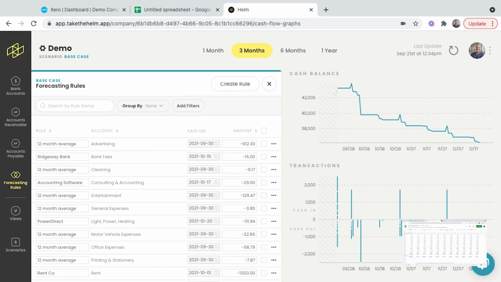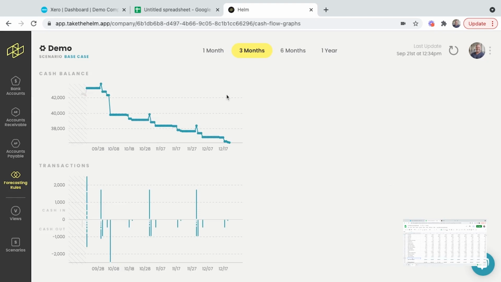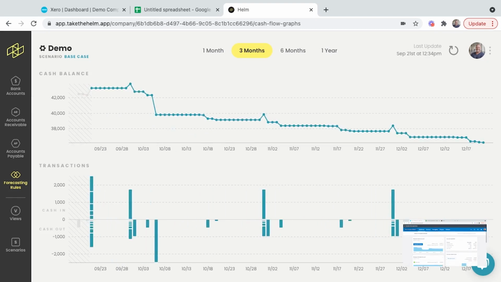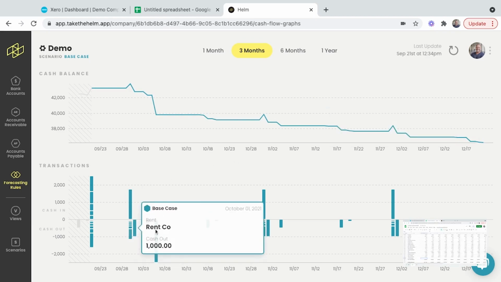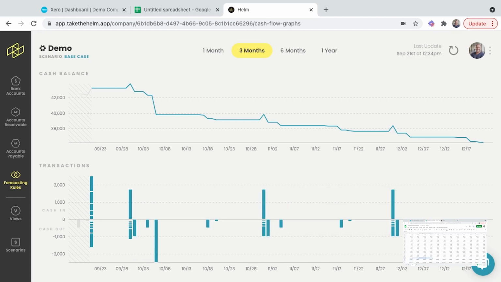It's also set up high-level budgets, forward-looking budgets for us. So here we've got advertising of $600, cleaning of $10, and so on and so forth. And so literally in a couple of minutes, we've actually gone through and set up a fairly accurate forecast for cash flow forecasting purposes. And you can again see here our bank balance over time and all of the transactions that make up that forecast. So it's very quick and easy. And so now we'll flip back to the spreadsheet forecast and wait for that to be done.